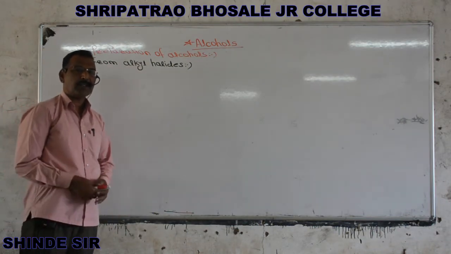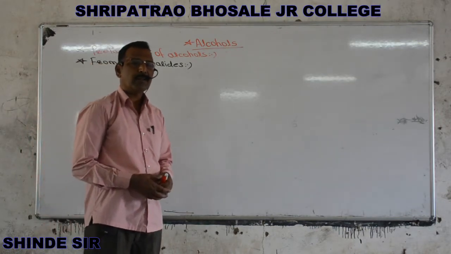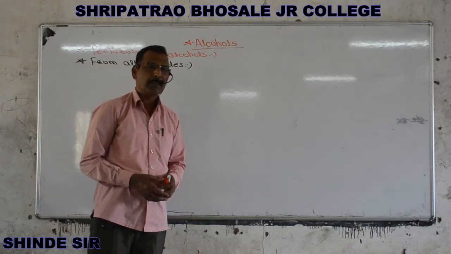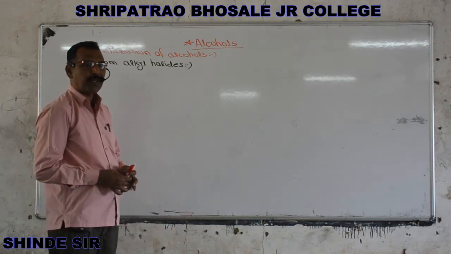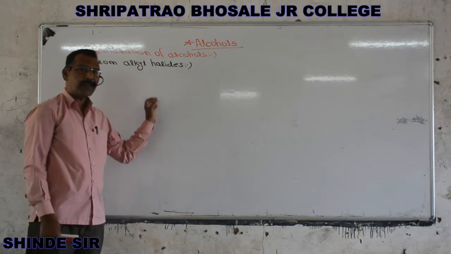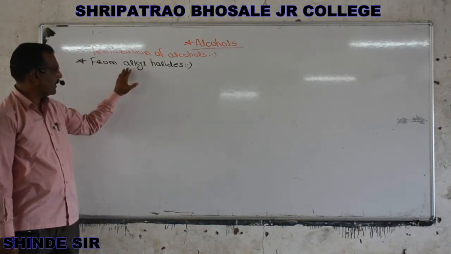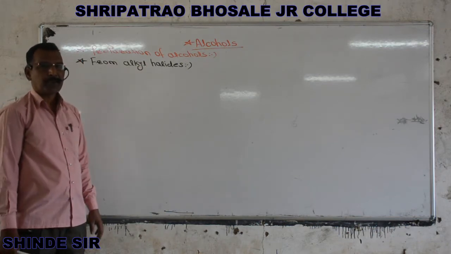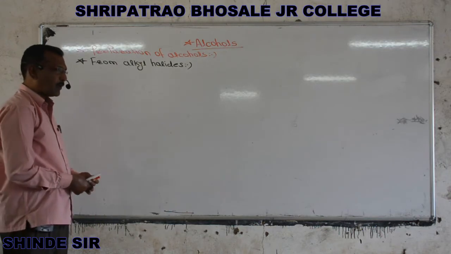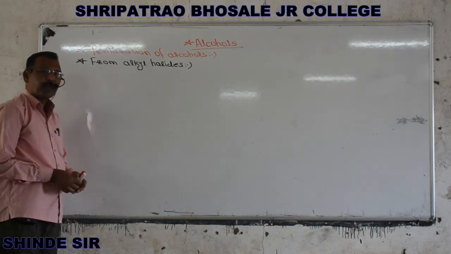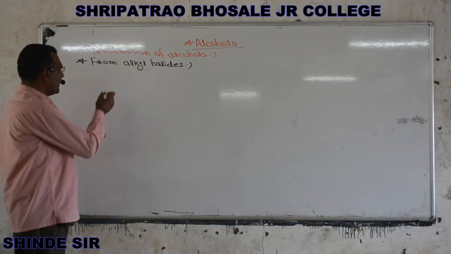This reaction we already studied in the last topic, alkanes. There we studied it in chemical reactions, that is, action of aqueous alkali on alkyl halides. Now here we are discussing it in preparation. So once again I will revise this reaction. How is alcohol obtained by using alkyl halides?